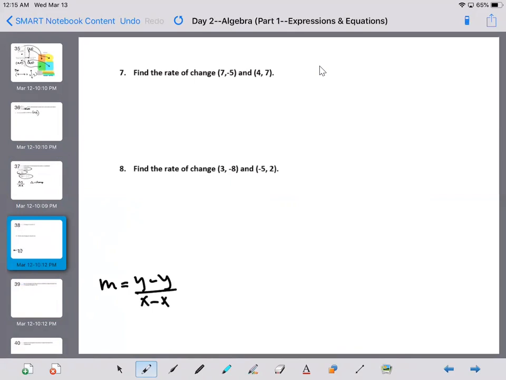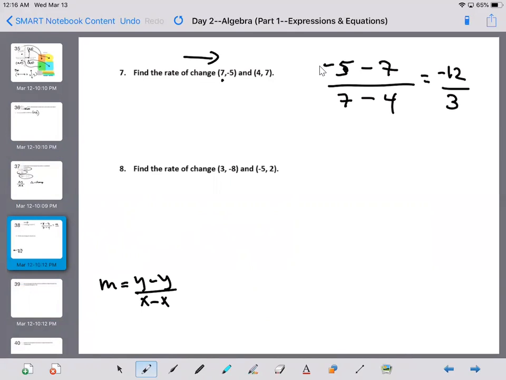So it doesn't matter if I start with Y2 or Y1, I just need to be consistent. I like to move left to right. So I'm going to start with negative 5, and I'm going to subtract 7. And then I'm going to come back and grab my X value and say 7 take away 4. So negative 5 take away 7 is going to be negative 12. 7 take away 4 is 3.